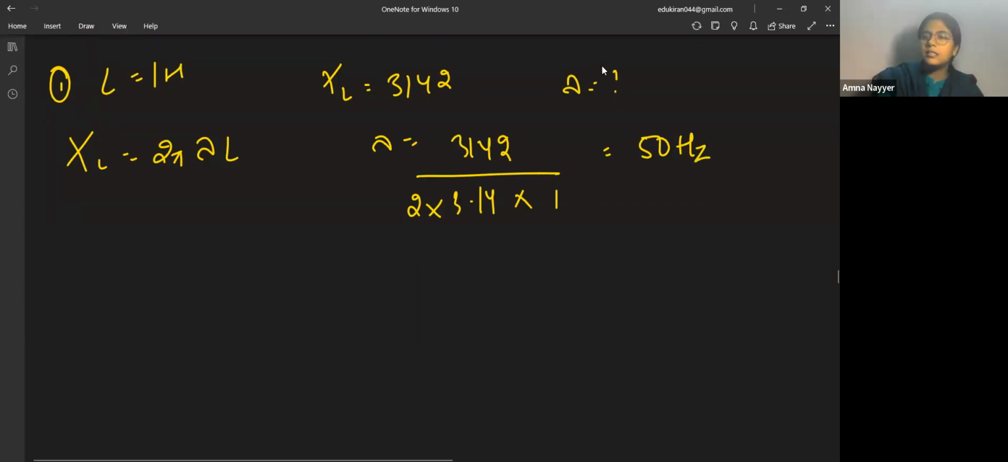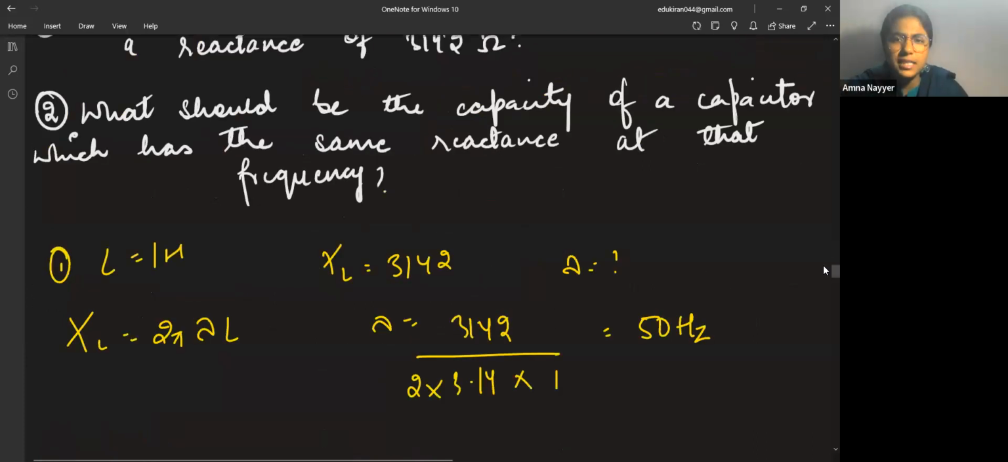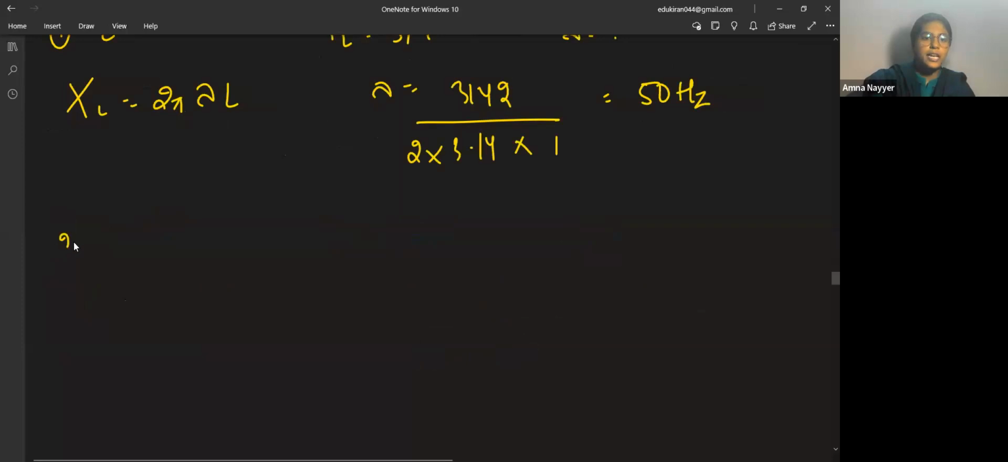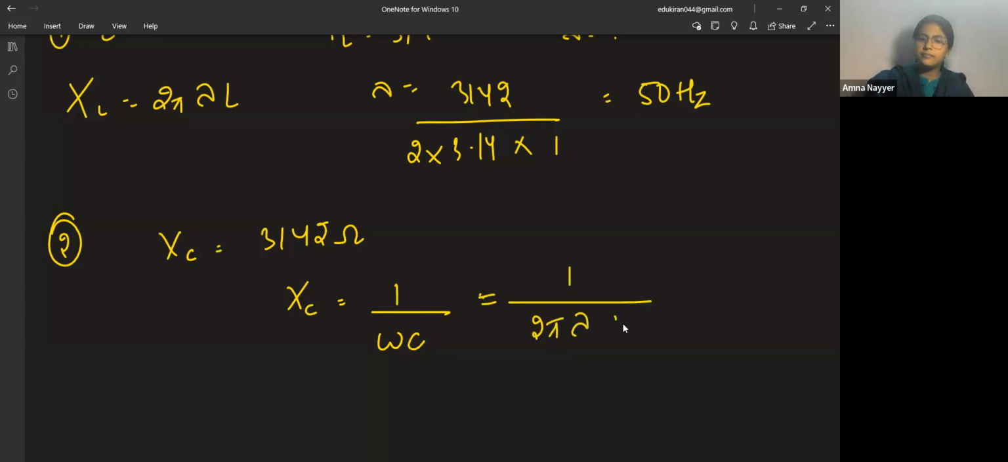Next part, someone please cross check this. Next part says: what should be the capacitance of a capacitor which has the same reactance? So now the capacitive reactance's value is 3142, and you have to find the value of C, capacitance. So second part, XC is given as 3142 ohms. XC will be 1 by omega C, that is 1 by 2 pi nu C. So C will be equal to 1 over 2 pi nu XC.